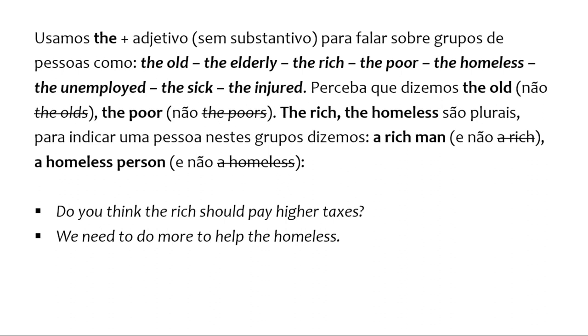Perceba que dizemos the old e não the olds, the poor e não the poors. The rich, the homeless são plurais. Para indicar uma pessoa nestes grupos, a gente vai dizer a rich man e não a rich. Vou dizer a rich man, a rich woman, a rich alguma coisa, porque rich, adjetivo, tem que ter o substantivo depois. A homeless person e não só a homeless. Exemplos. Do you think the rich should pay higher taxes? Você acha que os ricos deveriam pagar impostos mais altos? We need to do more to help the homeless. Precisamos fazer mais para ajudar os sem teto.